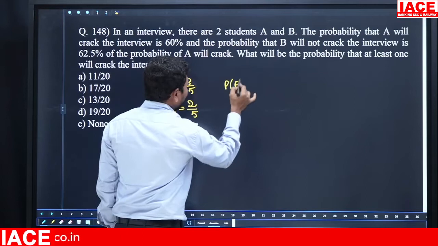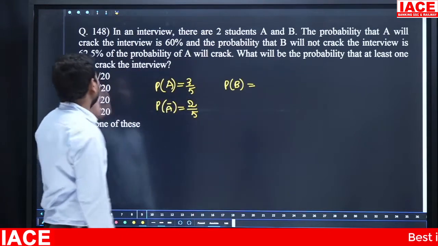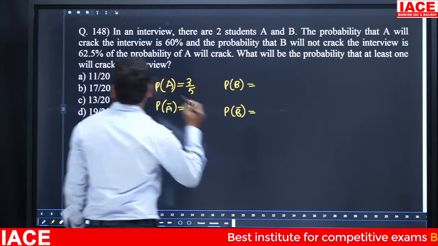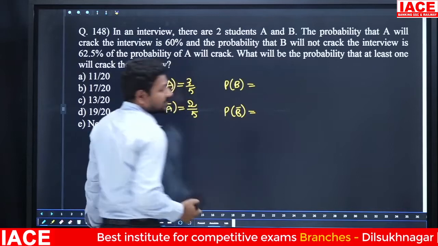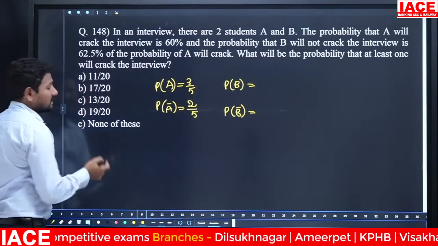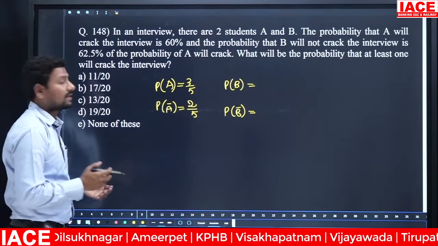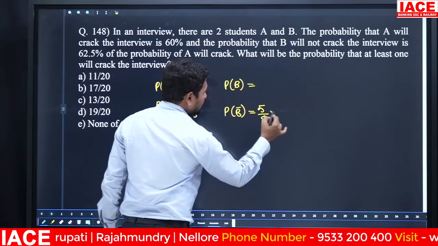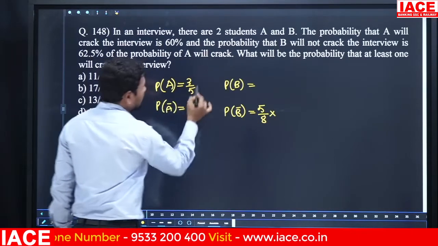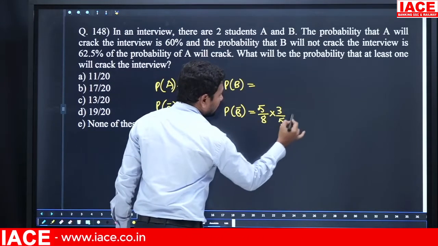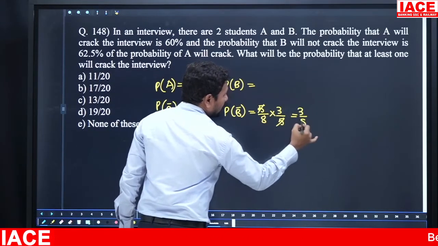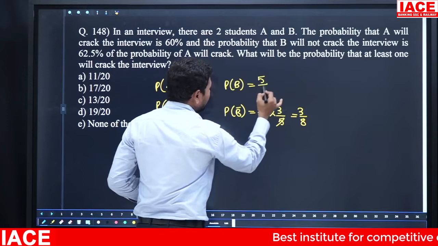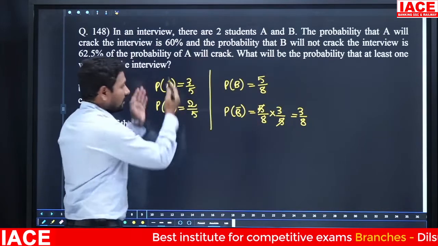Then they mention the probability of B not cracking the interview is 62.5%. Of that, 37.5% is equal to 3 by 8, and 62.5% is equal to 5 by 8. Then 5 by 8 of the probability that A will crack, which is 3 by 5, and the 5 will be cancelled. B doesn't crack the interview with 3 by 8, so B cracks the interview with 5 by 8. Then we have the A portion and the B portion.